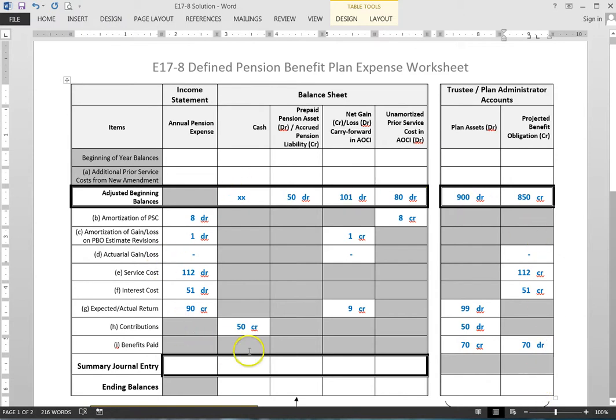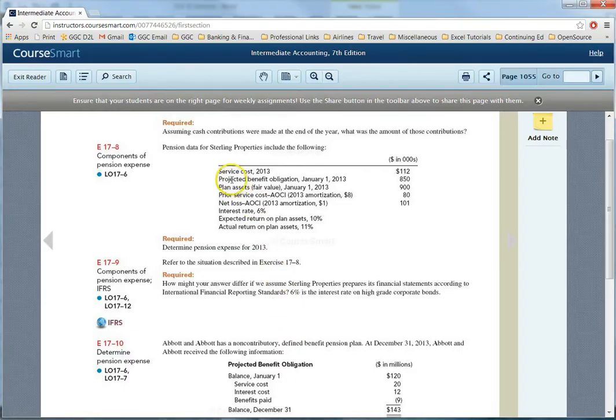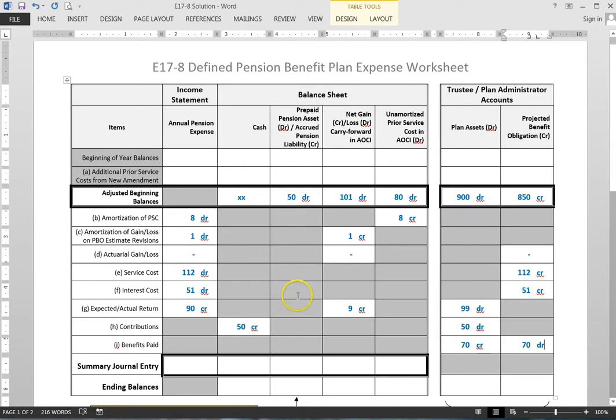So now we've completed all of the data elements. If we go back to the problem here, we can see I've dealt with service costs, dealt with the PBO, dealt with plan assets, prior service costs, the net loss, incorporated the interest rate, incorporated the expected rate of return, the actual rate of return, and then we even added the two additional elements of $50,000 in contributions and $70,000 in benefits paid. And so now I can complete the worksheet.